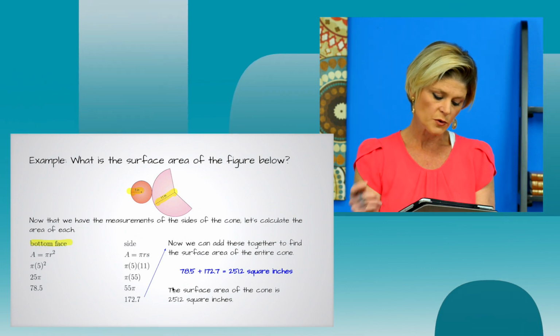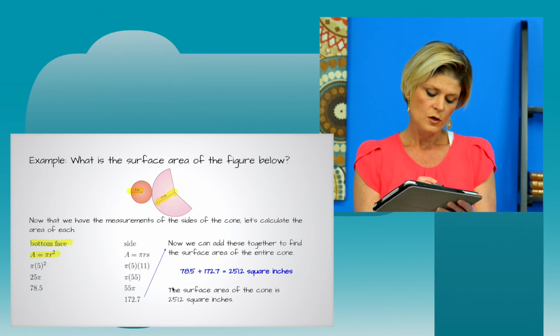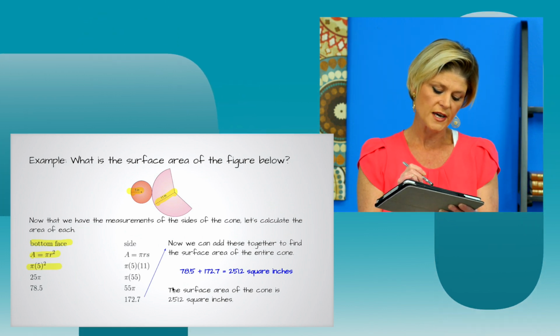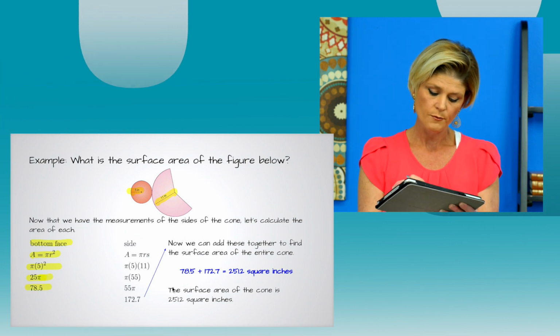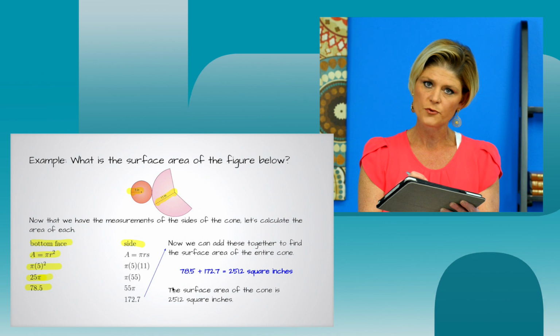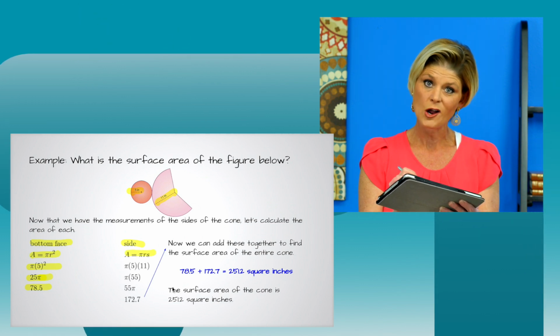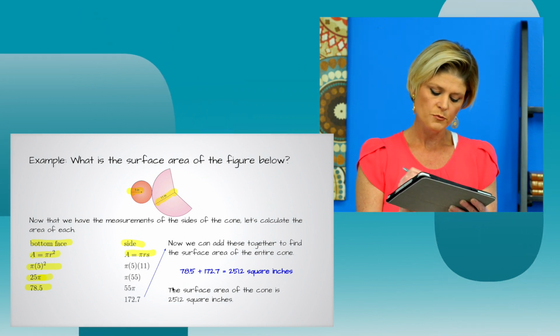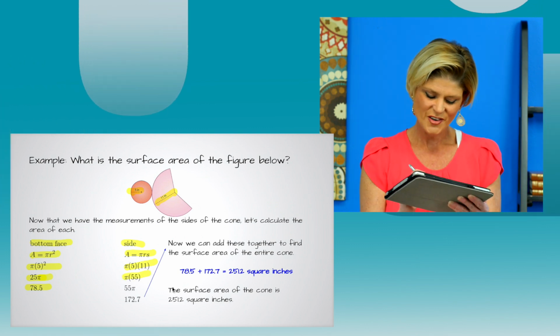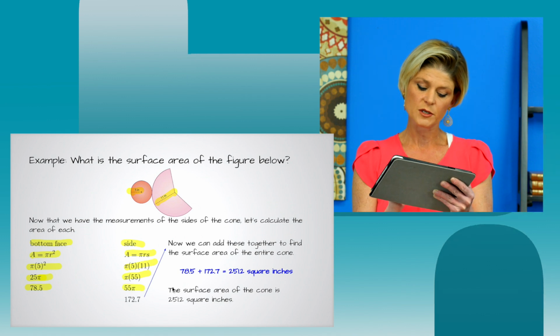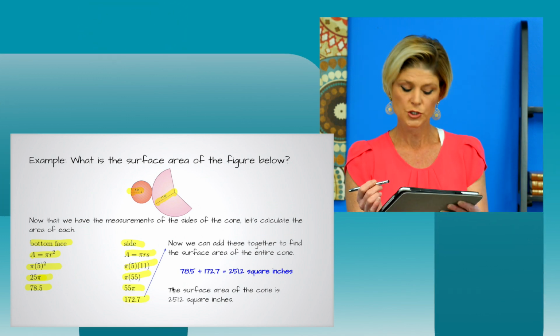We have area equals pi r squared, which gives us pi 5 squared, which gives us 25 pi, which gives us 78.5. Now for this side, we use the formula area equals pi rs, which is pi times 5 times 11, which is pi times 55, which is 55 times pi, gives us 172.7.